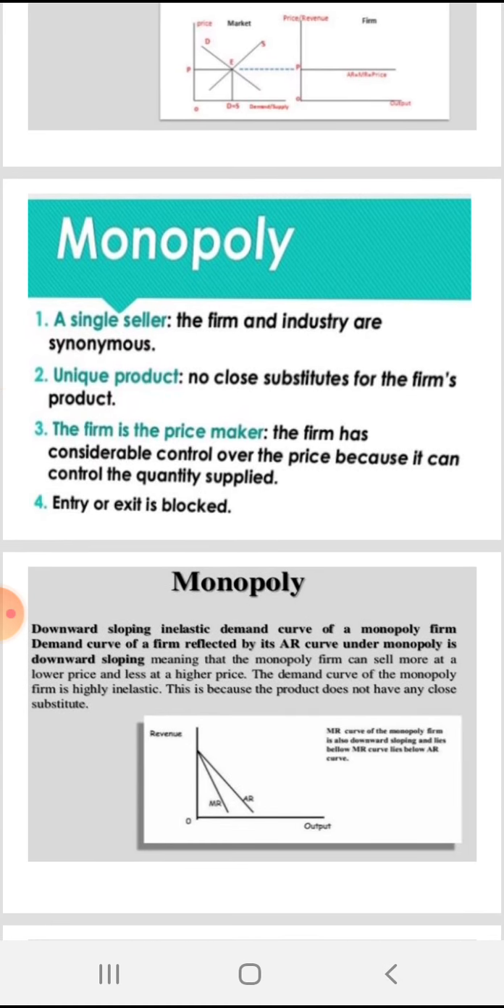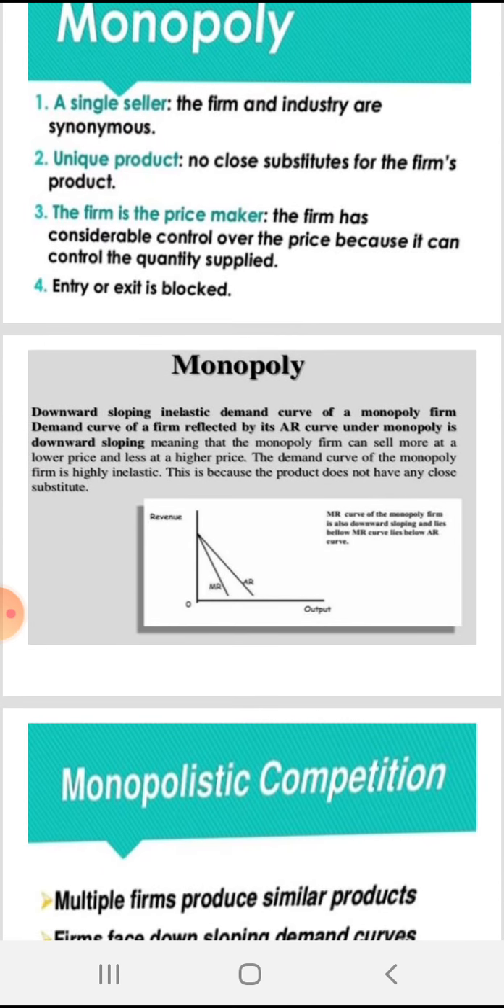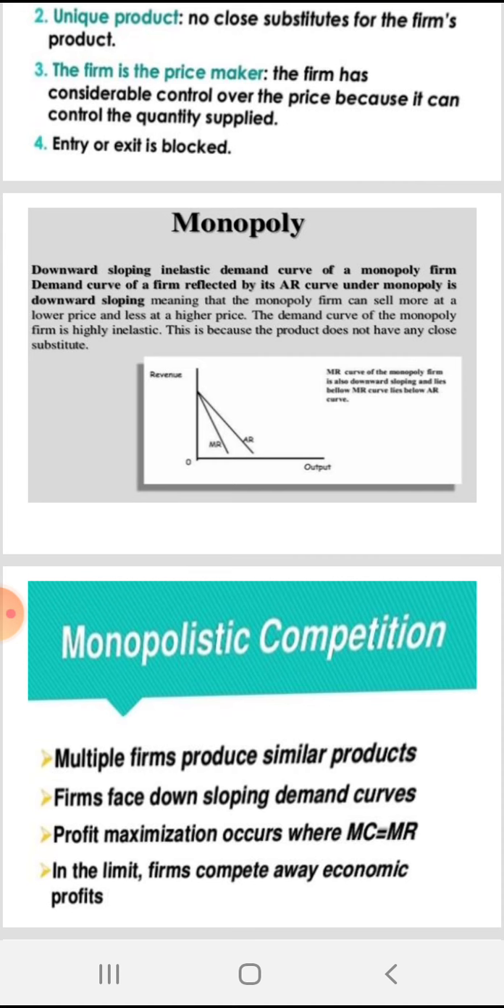Now let us see the monopoly. In monopoly, there is a single seller. The firm and industry are synonymous. Unique product, no close substitute for a firm's product. The firm is a price maker. The firm has considerable control over the price because it can control the quantity supplied, and entry and exit is blocked.